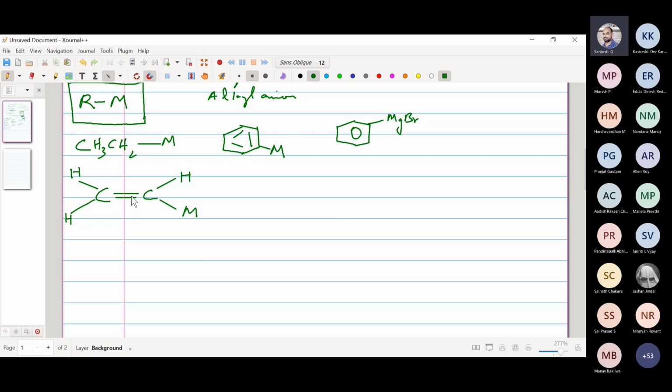So if an alkene can form a sigma bond, an alkyne can also form a sigma bond. So you have acetylene with some R group, it can be hydrogen also, and this carbon can directly bond with a metal. So this is also a sigma bonding complex.